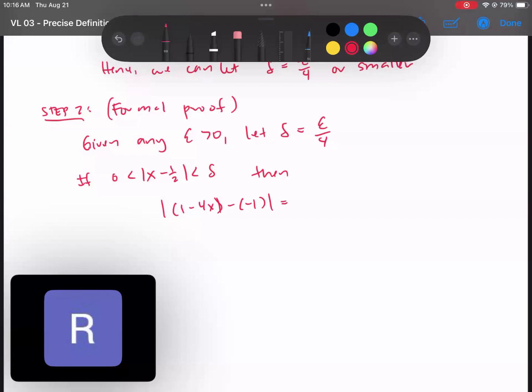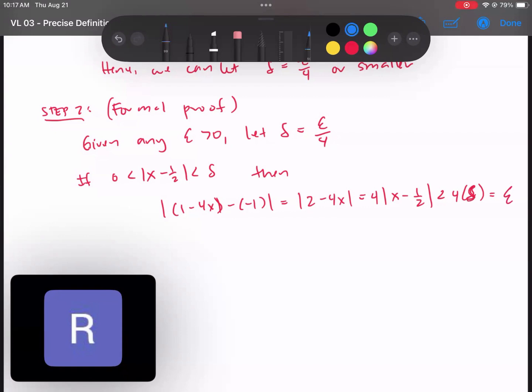So if we simplify this, how can we show that it is less than epsilon? We simplify this, then it becomes the absolute value of 2 minus 4x, which we have shown is just equal to, bring out the 4, and it's just going to be x minus 1/2. But we know this to be less than 4 times delta, but that's just equal to, since delta is just epsilon divided by 4, it's just equal to epsilon, okay?